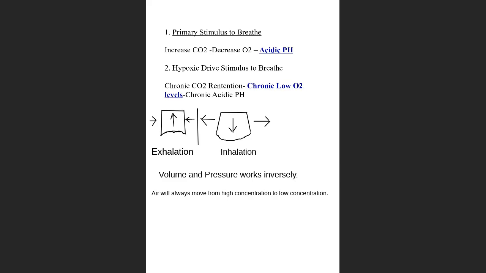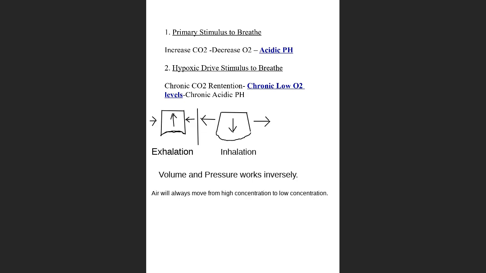Go ahead, Mr. Graham. In my understanding, an increase in the volume of air would produce a decrease in pressure, and vice versa. Okay, that would be correct. So volume and pressure work inversely. If volume increases, pressure decreases. If pressure increases, volume decreases. We need to understand that concept.